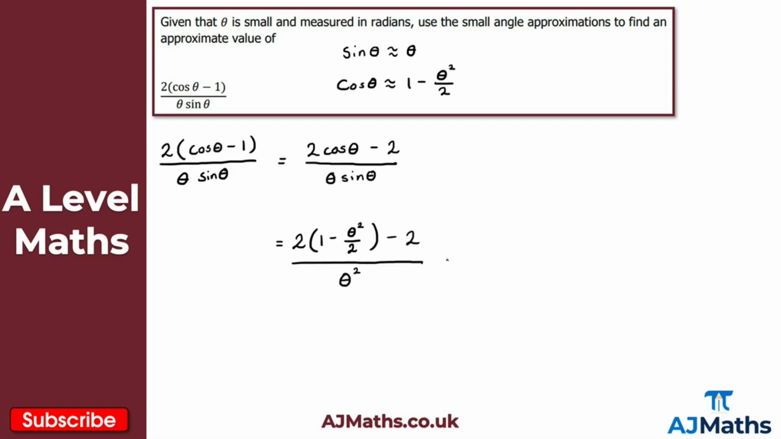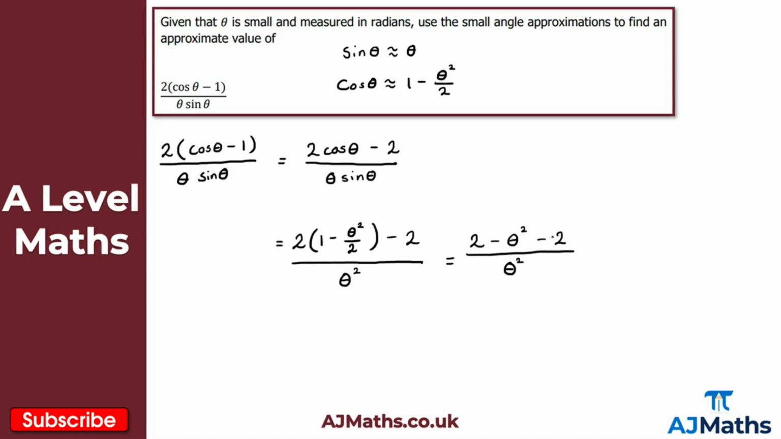Okay, so if we simplify the numerator here, we just need to expand this bracket. Well, 2 times 1 is 2. 2 times minus theta squared over 2 would give me minus 2 theta squared over 2, which is just the same as minus theta squared. I've got 2 minus theta squared, and then don't forget this minus 2 here. That's all over theta squared.